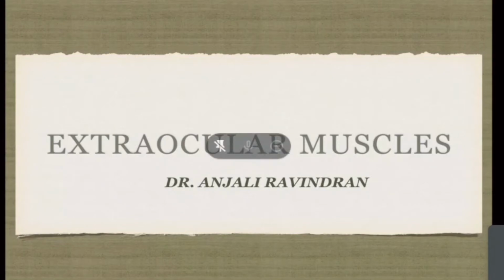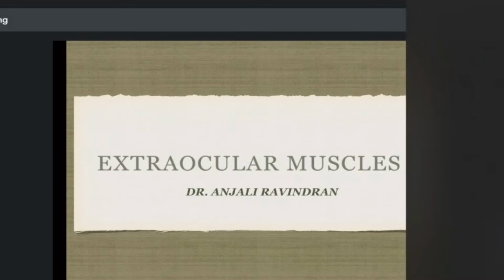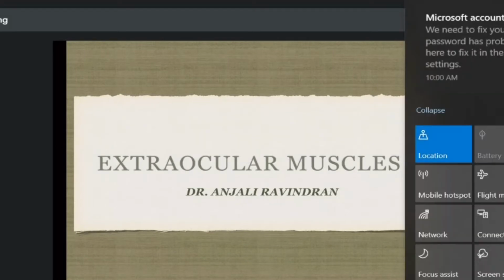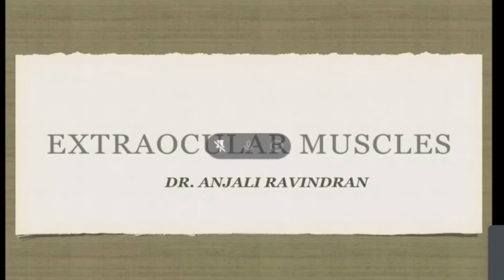Today's class is on extraocular muscles. What are the contents of the orbit? There is the eyeball. That is the most important content. Then muscles. What are the muscles? There are voluntary muscles and involuntary muscles that we'll be seeing now.